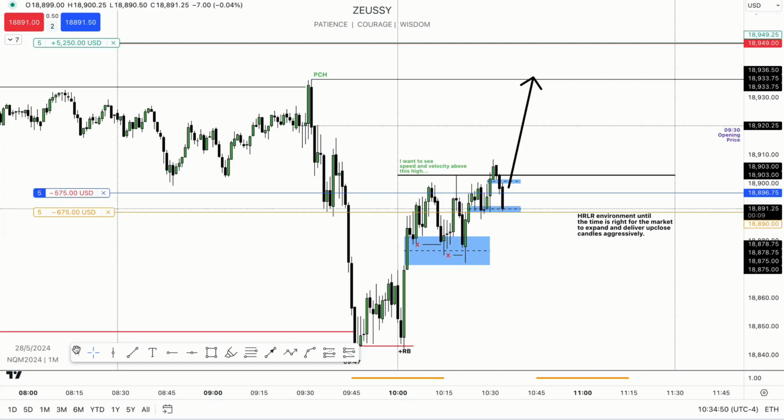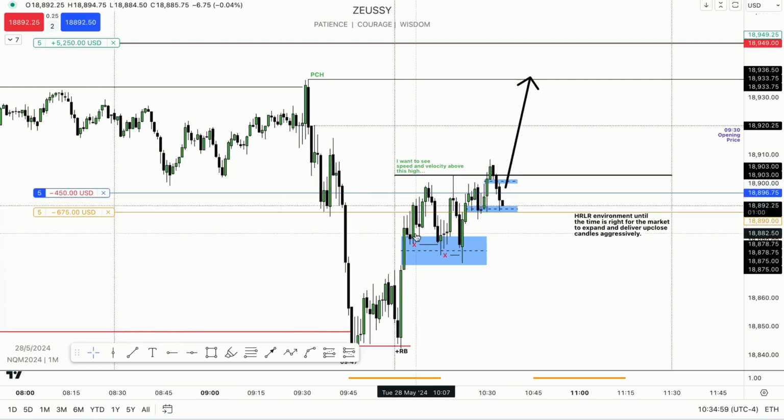And there the market fails to expand towards the upside. It's in close proximity to the stop, but notice it hasn't taken it out yet. Notice how these candles are opening up and delivering lower right away.